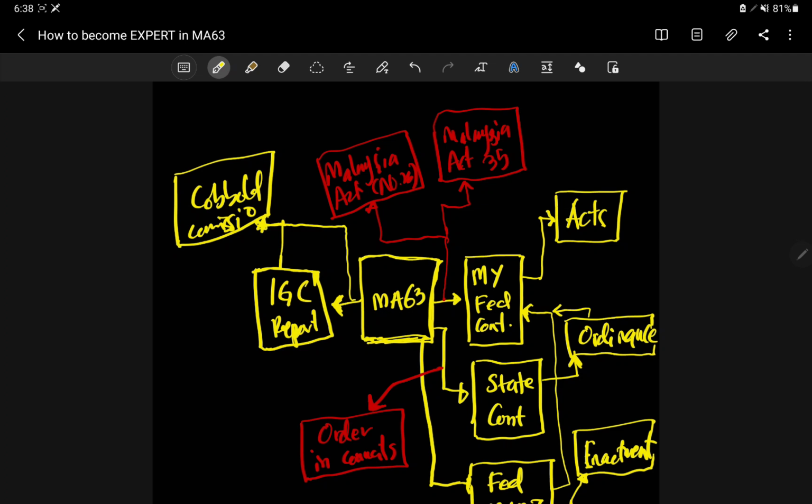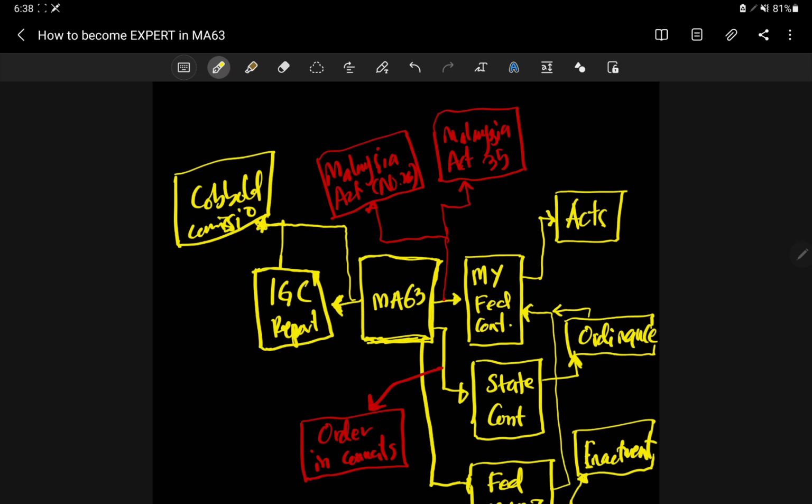So if you change the Federal Constitution without understanding the framers' intention in the IGC report and Cobbold Commission, you are making a revolution in the Federal Constitution. We call it a revolution. When you make a revolution, that means you are declaring war on our forefathers. So don't declare war on our forefathers. We must respect our forefathers. And if we need any amendment, the amendment must be to improve our rights, not to be completely different from the intention of the people in the past.